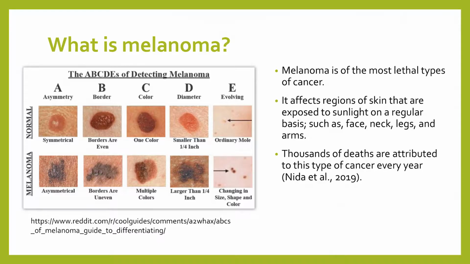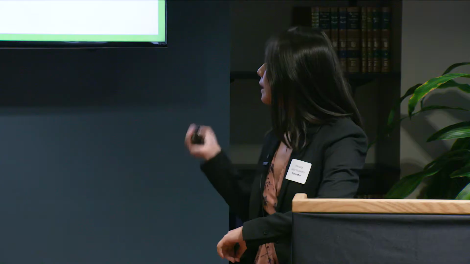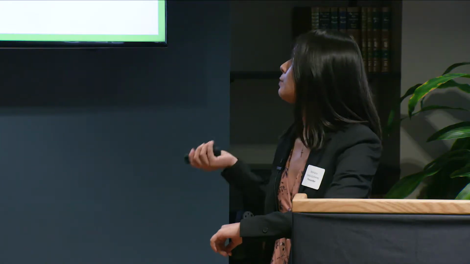So what is melanoma? Melanoma is one type of skin cancer. It is actually the most common, and it is also the most lethal type of cancer. It usually affects the regions of skin that are exposed to sunlight, such as your face, your neck, your arms, hands, and legs. Again, thousands of deaths are attributed to this type of cancer every year. This is why it is so important to try and find a way to combat this type of cancer.